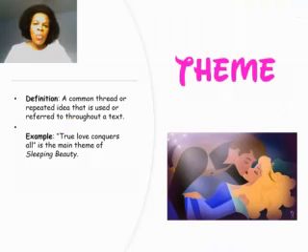So the first one is theme, and by definition, a theme is a common thread or repeated idea that is used or referred to throughout a text. An example in Disney is true love conquers all, and that is the main theme of Sleeping Beauty.